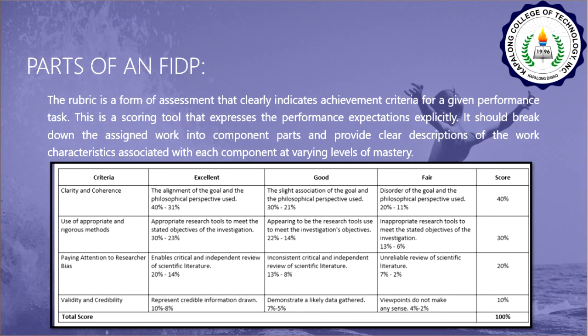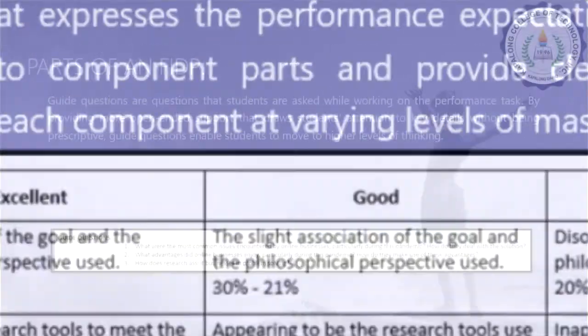The rubric is a form of assessment that clearly indicates achievement criteria for a given performance task. This is a scoring tool that expresses the performance expectations explicitly. It should break down the assigned work into component parts and provide clear descriptions of the work characteristics associated with each component at varying levels of mastery.